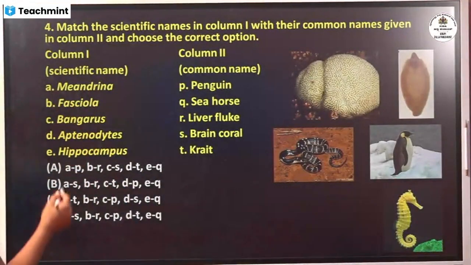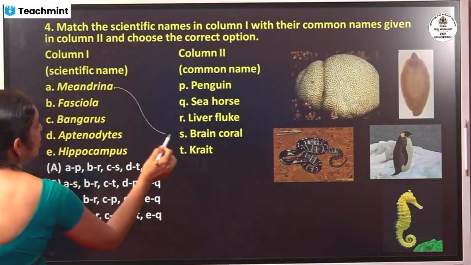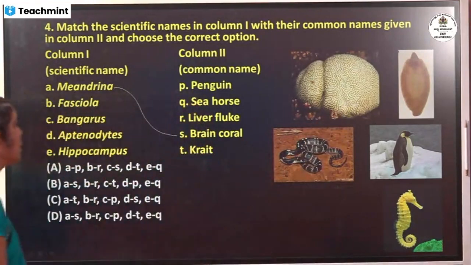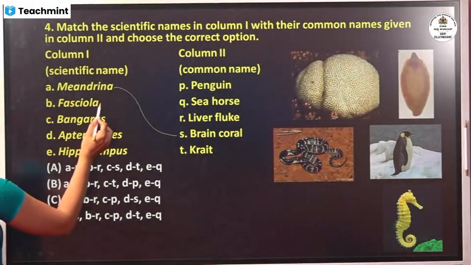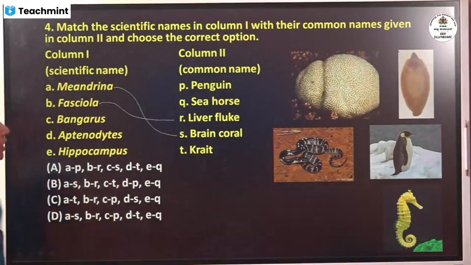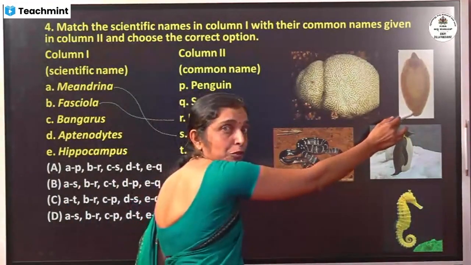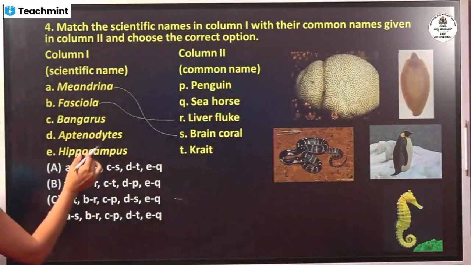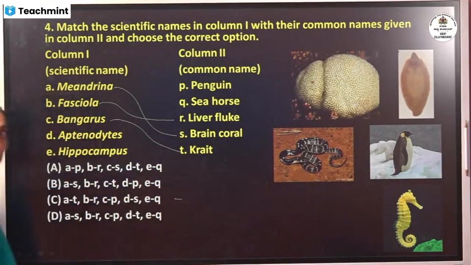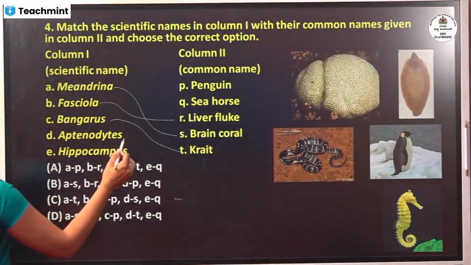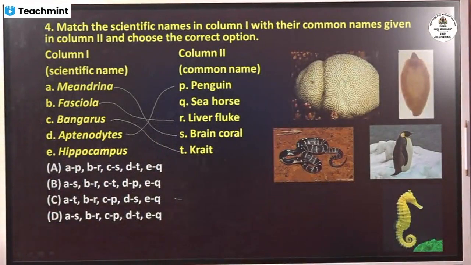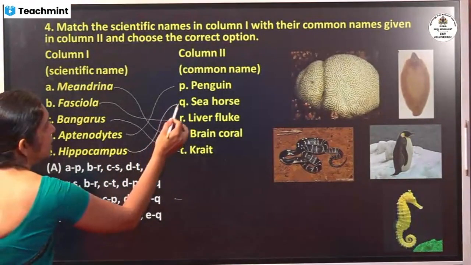So here Meandrina. Meandrina is your brain coral. So you have the picture of Meandrina over here. This is Meandrina, which is your brain coral. We have Fasciola. Fasciola is liver fluke. So we have the picture of liver fluke over here. Then we have Bungarus. Bungarus is your krait. It's a reptile. It's a poisonous snake. Then we have the Aptenodytes. Aptenodytes is the scientific name of penguin. Then we have Hippocampus. Hippocampus is sea horse.